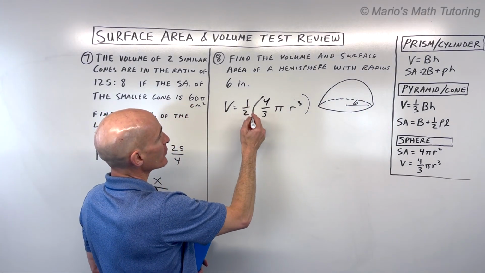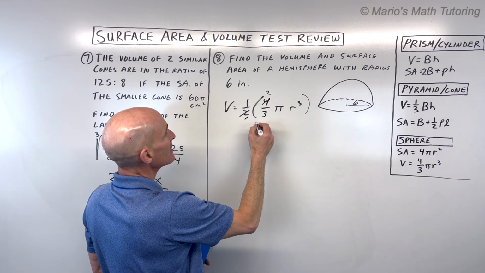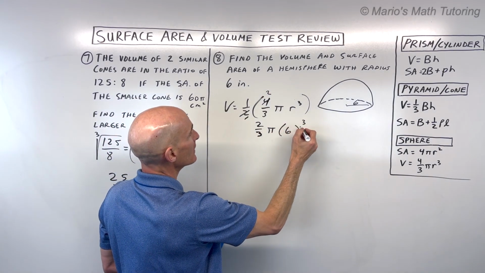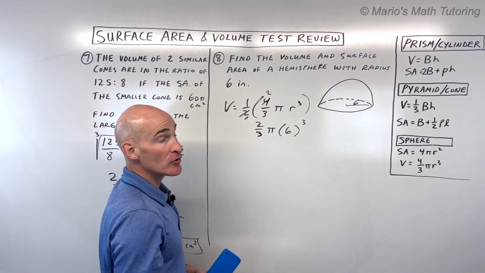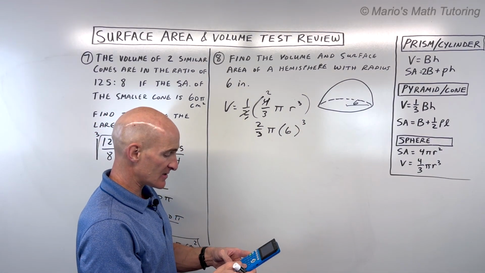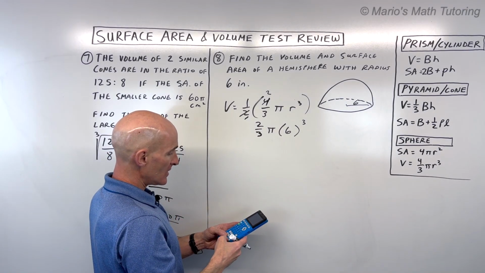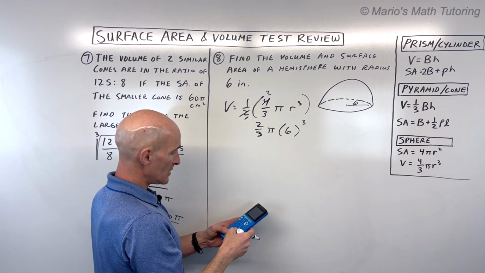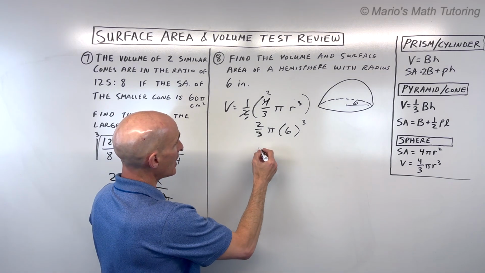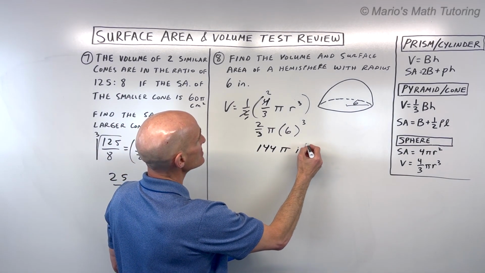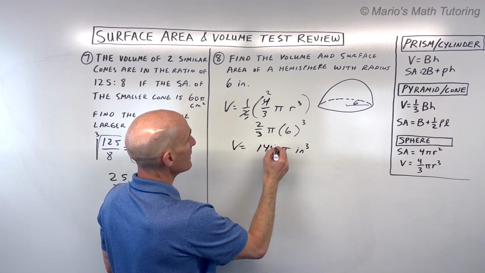So half of 4/3, you could reduce this and think of this as 2/3 pi r cubed, and the radius is 6. 6 cubed is 6 times 6 times 6, that's 216. Times 2 is 432. Divided by 3 is 144 pi inches cubed. So that's the volume of the hemisphere.